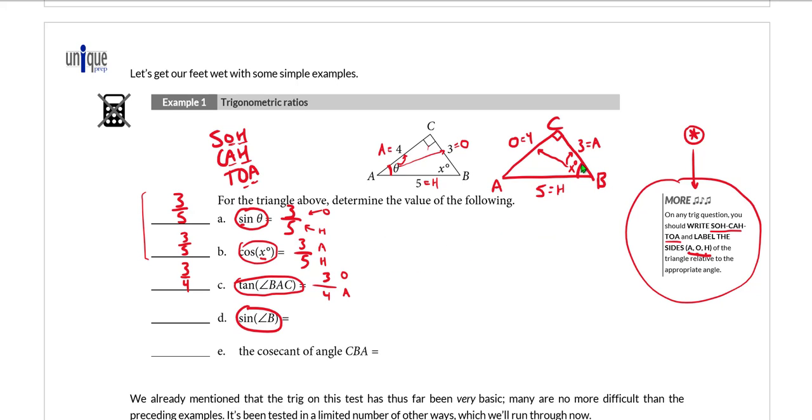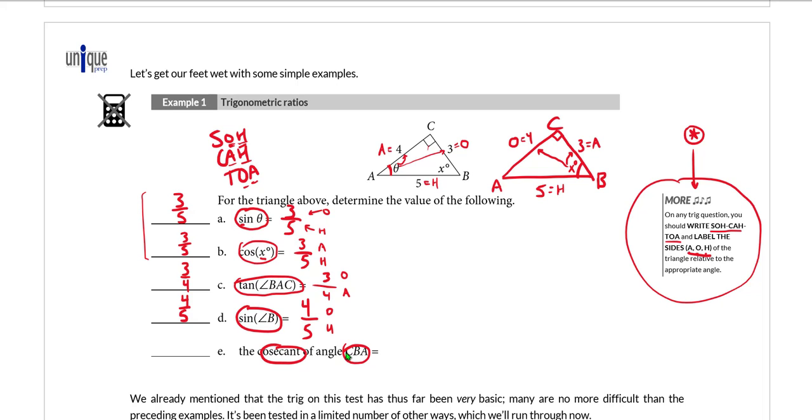So we need sine of angle B, which is again back in that x angle there. The sine of angle B, as always, is going to be opposite over hypotenuse. Opposite is 4, hypotenuse is 5, and 4/5 is the value of sine of angle B.